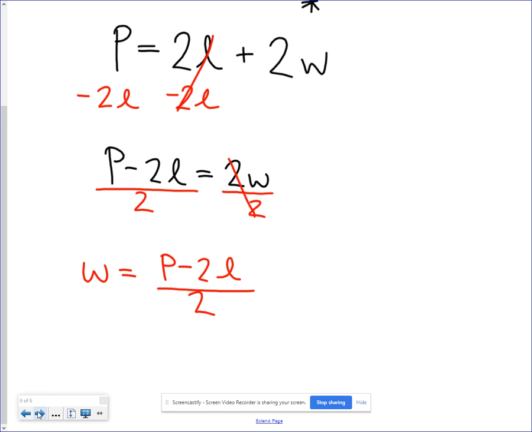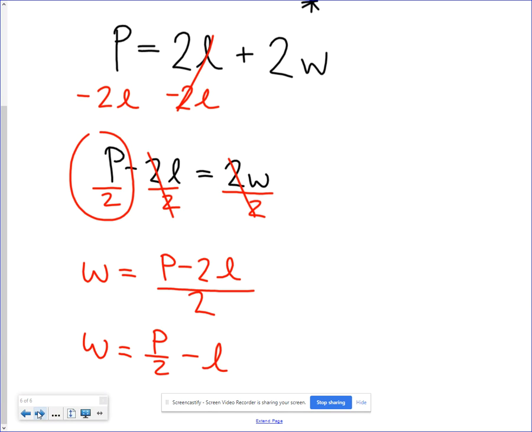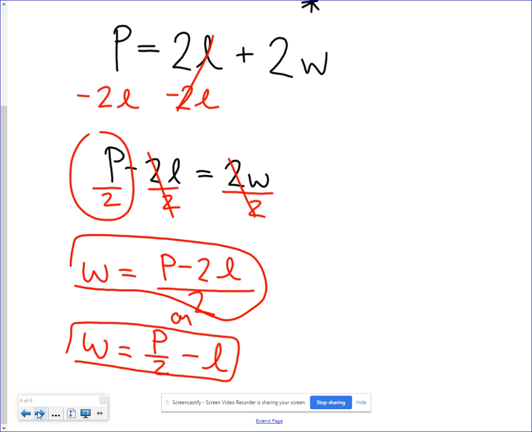I could leave it like that, or if I wanted to, I could separate it like I did on the last problem. I could just divide both of these by 2. If I did it that way, I still get W, but then I have this part, P over 2, which can't be reduced, minus, well, these two 2's here cancel out, so minus L. So either one of these is the correct solution.